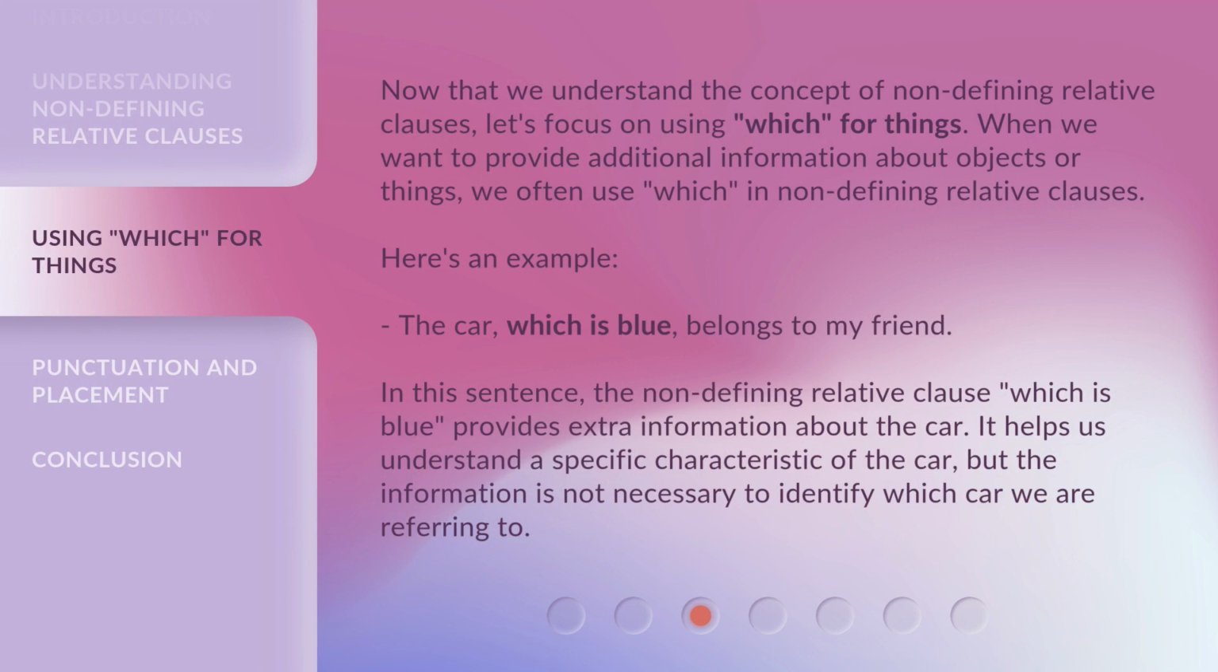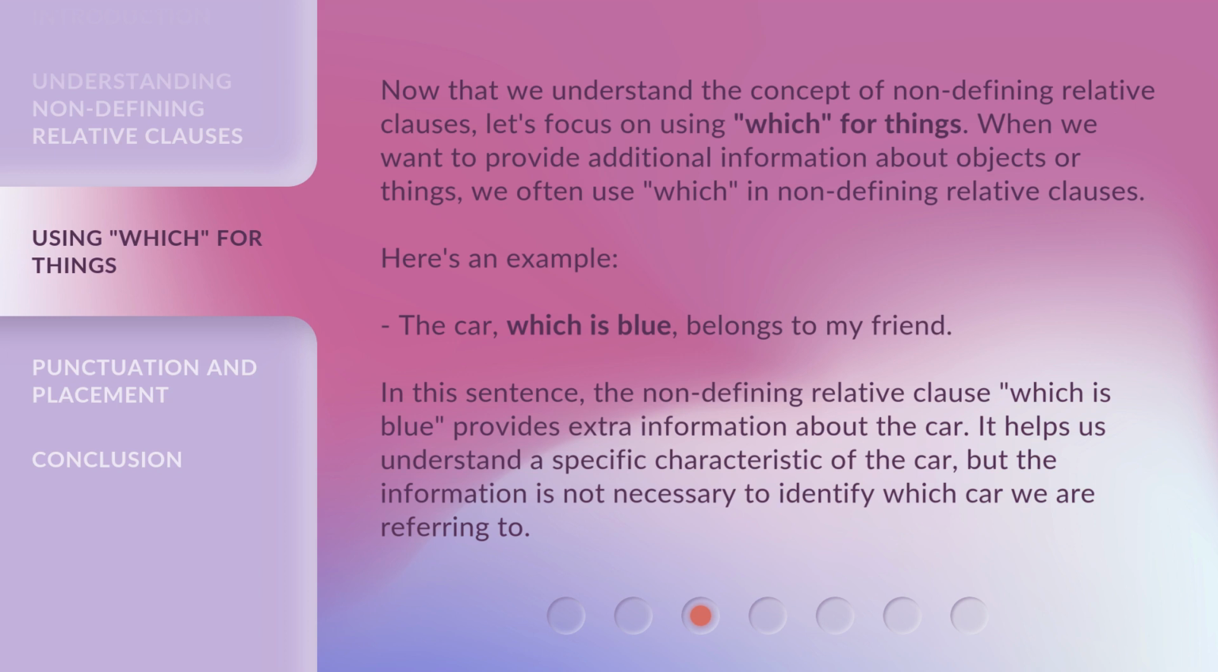Now that we understand the concept of non-defining relative clauses, let's focus on using which for things. When we want to provide additional information about objects or things, we often use which in non-defining relative clauses. Here's an example. The car, which is blue, belongs to my friend.